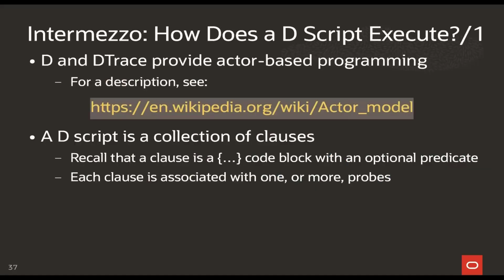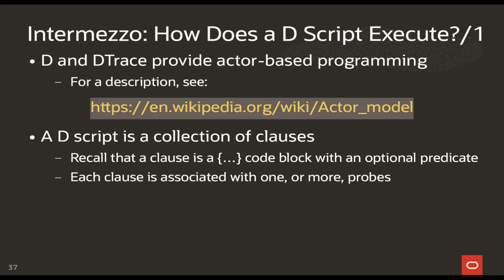Now, before I show the full script and the output, a little intermezzo. How does a D script actually execute? D and DTrace provide actor-based programming. It's concurrent programming. If you're interested in what that means, there's a good Wikipedia page, and the URL is given here. A D script is a collection of clauses, and recall a clause is a code block with an optional predicate. And a clause is associated with 1 or more probes.